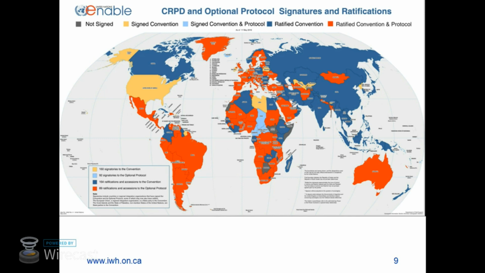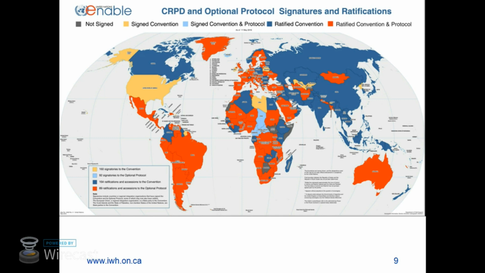Last year, 2016, this is a map of the world with every country that signed the convention in yellow. Those who signed the convention and have a protocol, and those who ratified, are blue, and ratified with a protocol in red. So we want to see the whole world red. Canada is still blue. The United States is still yellow, but they're doing a good job. But you see, the whole world is not red yet, and there are even some countries here that have not even signed the convention yet.